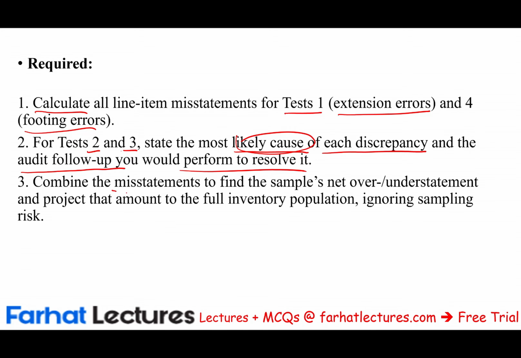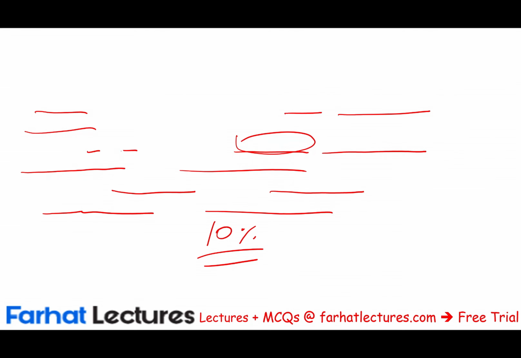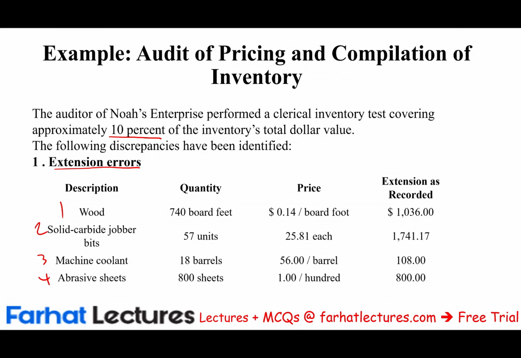At the end, combine the misstatements to find the sample's net over or under misstatement and project that amount to the full inventory population, ignoring sampling risk. Remember what we're doing, we're only auditing 10% of the inventory, and what we need to do is project this amount to the overall inventory. So we're going to start with the extension errors to find out if there's an error, how much the error is, and how we deal with it.